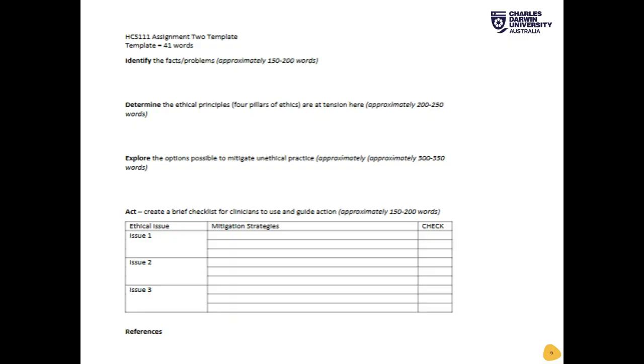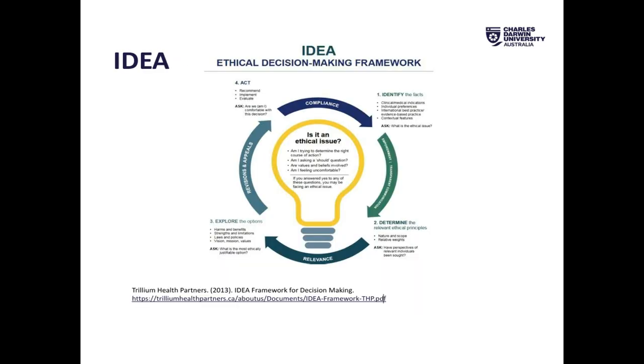Okay, so this is the template we've provided, and we've given you an approximation of the words to put into each area. The first section is identify, then determine, then explore, and then act. That very last section, act, is all about you putting that checklist together. So let's have a look at this in a little bit more detail.